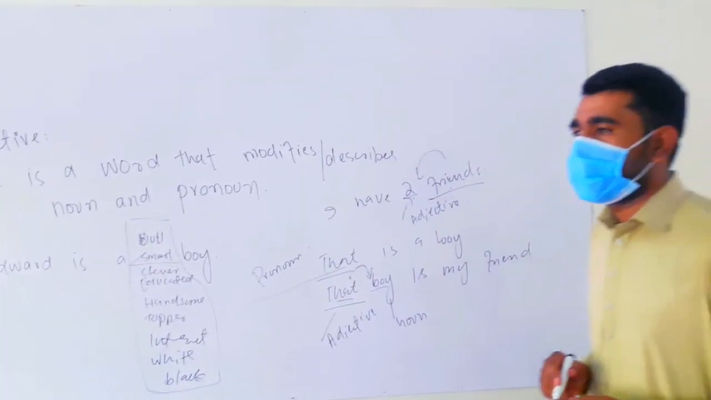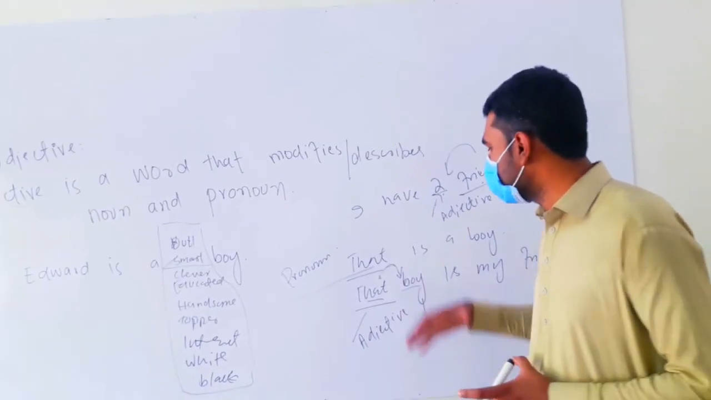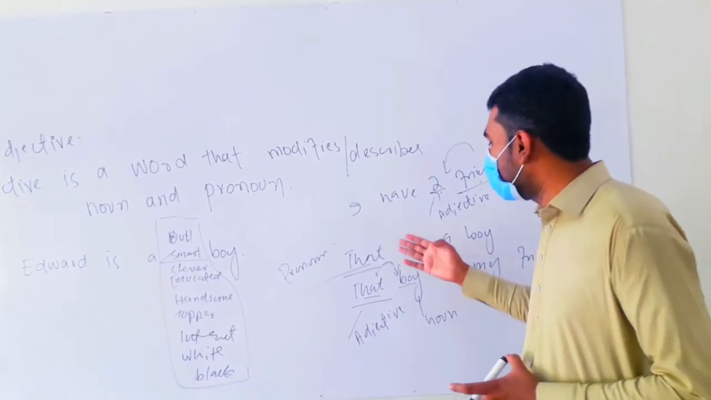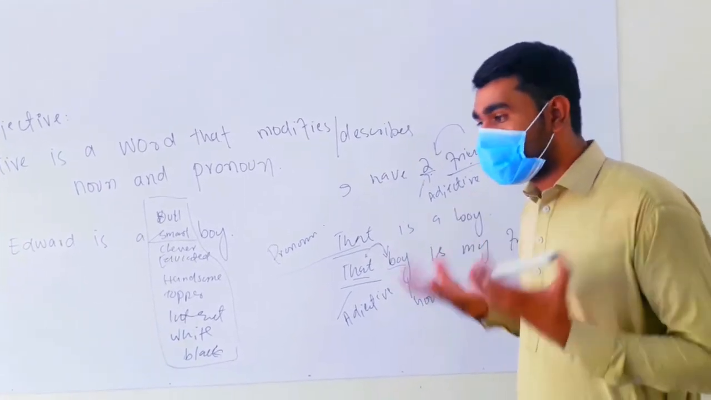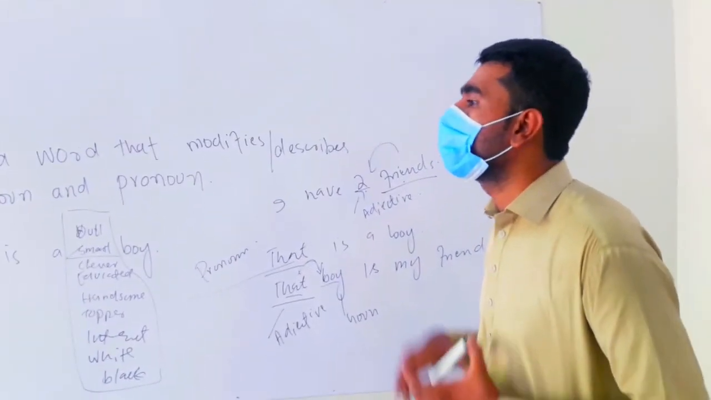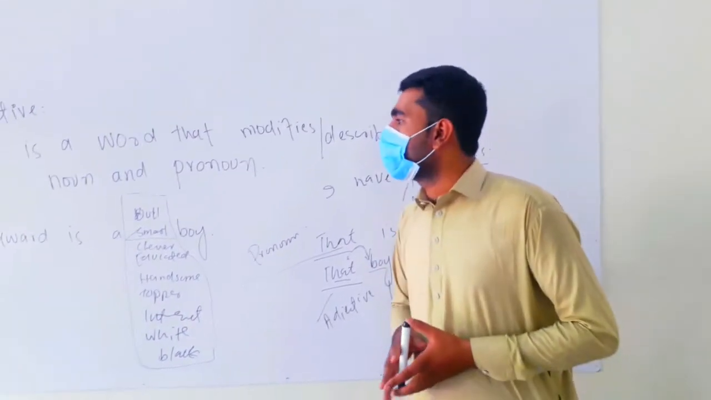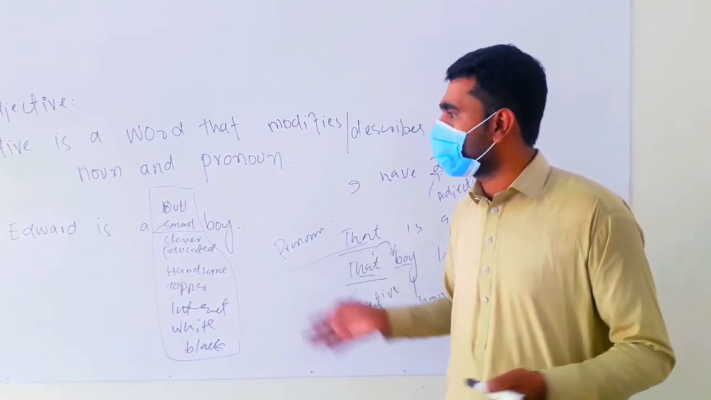So the confusion must be clear with these two circumstances, with these two examples, that that could be used as adjective and as pronoun and as well as conjunction. So I hope you would have got about adjective. Now we will also talk about degree of adjective. So yes, let's start.